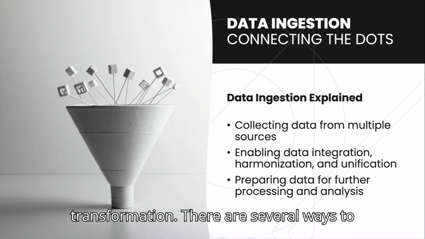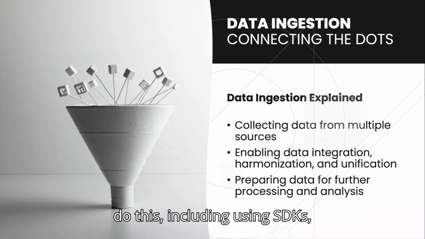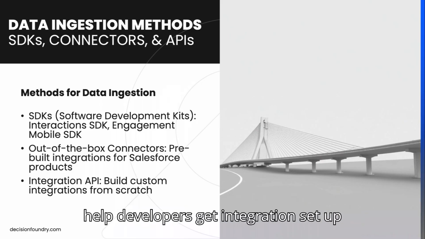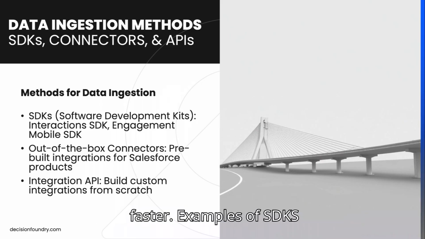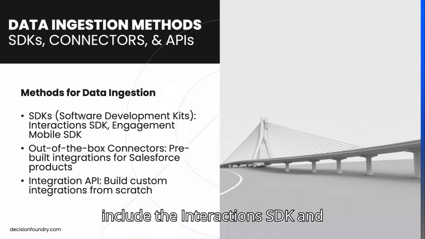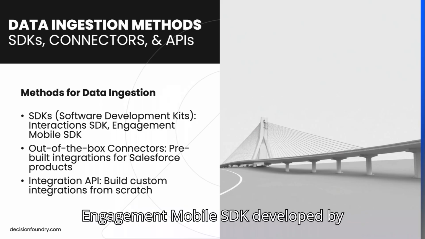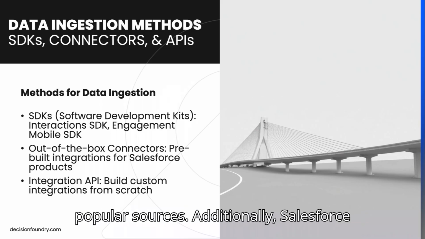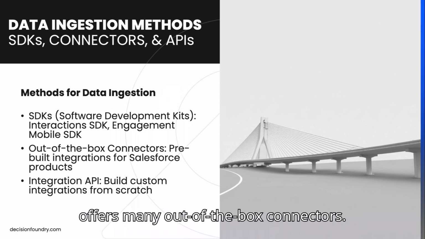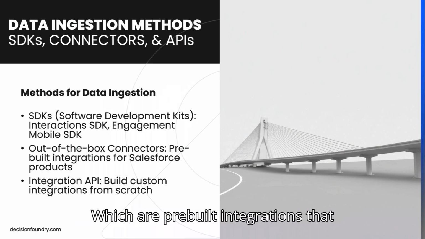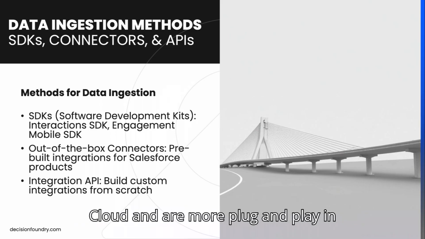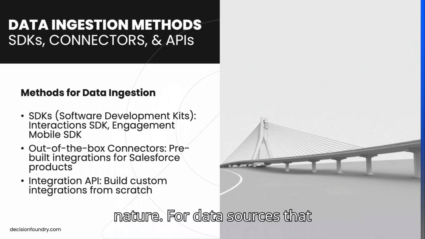There are several ways to do this, including using SDKs or software development kits, which help developers get integration set up faster. Examples of SDKs include the Interactions SDK and Engagement Mobile SDK, developed by Salesforce to capture events from popular sources. Additionally, Salesforce offers many out-of-the-box connectors, which are pre-built integrations that connect other Salesforce products to Data Cloud and are more plug-and-play in nature.